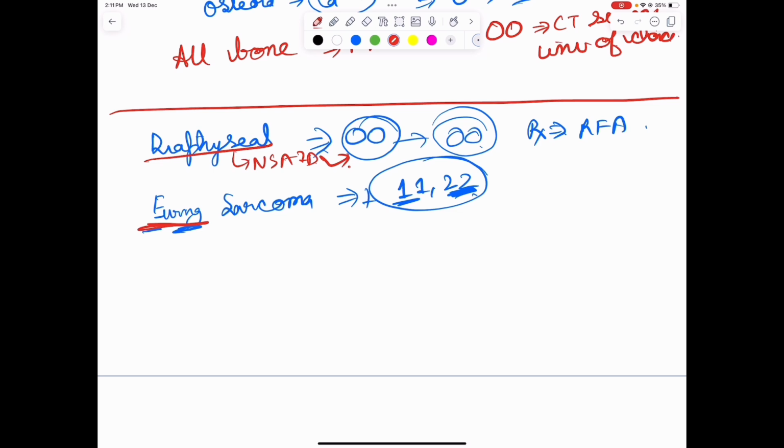A cricket team has 11 players, and now we have 2 words, so 11.22. So that is the translocation that is happening. Also remember there will be onion periosteal reaction, and Homer Wright pseudorosette is seen, which is a pseudorosette, and it is the most radiosensitive tumor.